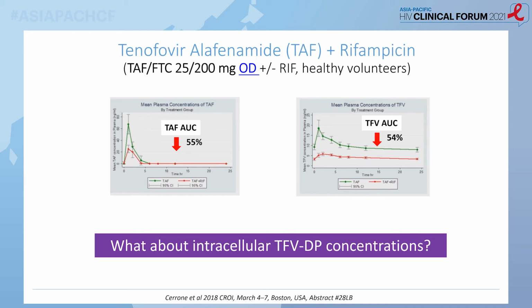You're giving a lower dose actually compared to TDF. But by giving this low dose, it gives much higher intracellular concentrations of the active drug, which is tenofovir DP or tenofovir diphosphate, inside the lymphocytes. So the next question is, yes, we're seeing this reduction in TAF and tenofovir plasma levels with rifampicin, but what about the intracellular concentrations of the active drug tenofovir diphosphate?